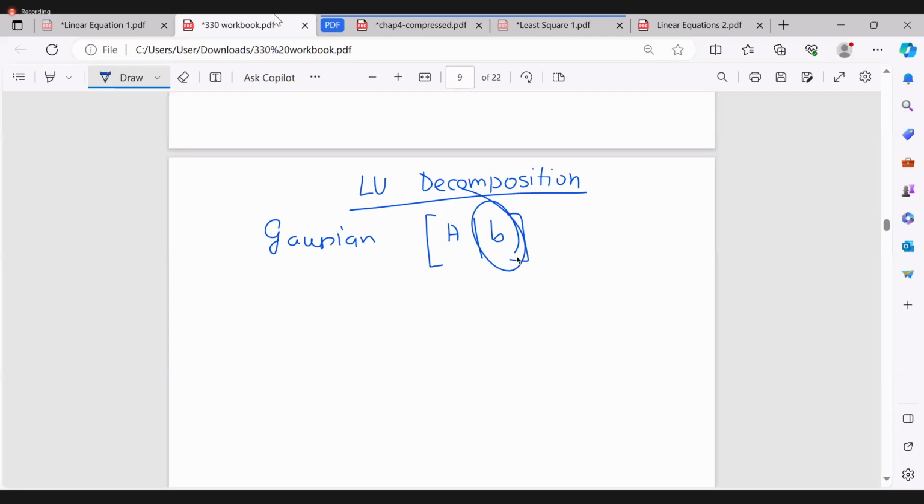So this is where LU decomposition comes in. We process A separately. We do not concatenate A and B together. Process A separately.